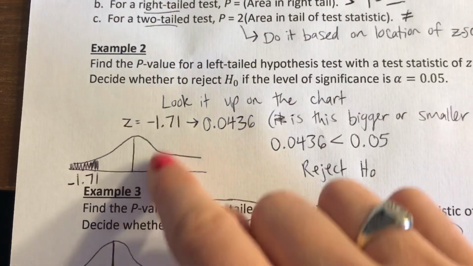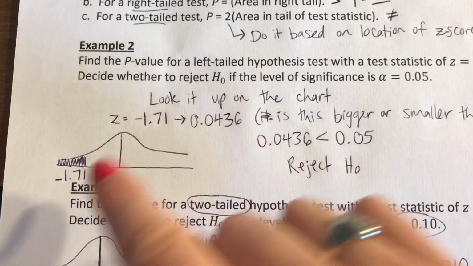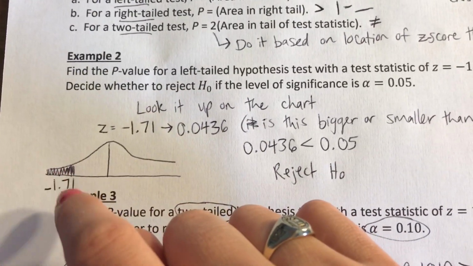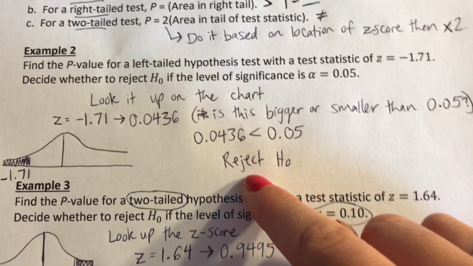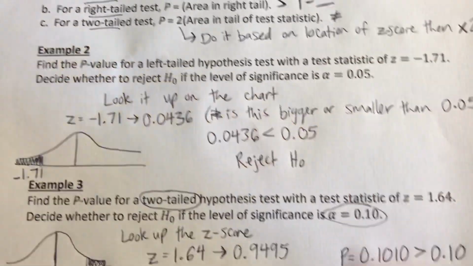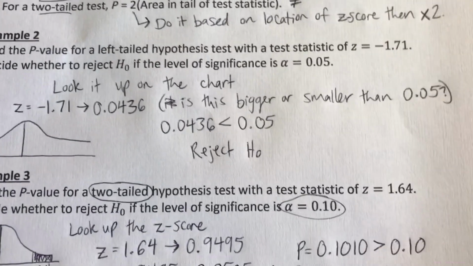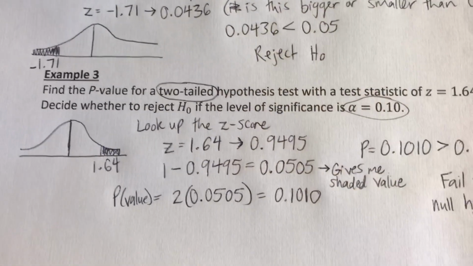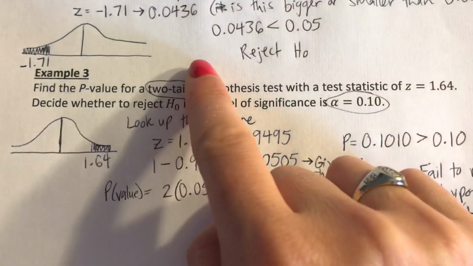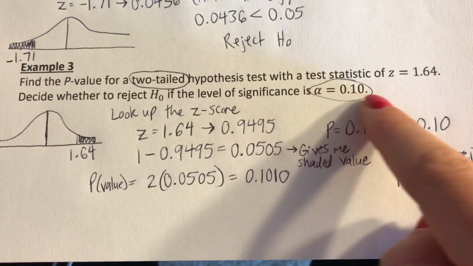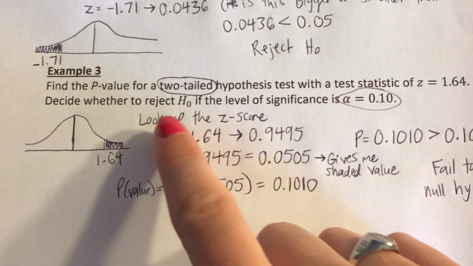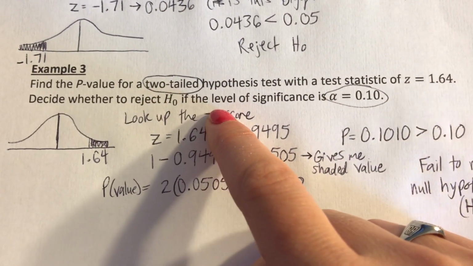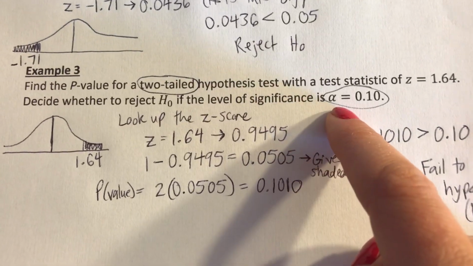And I drew kind of a curve where it would fall. So it'd be left-tailed. Because it is less than, and we got that by using our chart, then we would reject our null hypothesis. Example number 3. So now we're doing a two-tailed hypothesis with a test statistic of z equals 1.64. Decide whether to reject the null hypothesis if the level of significance is.